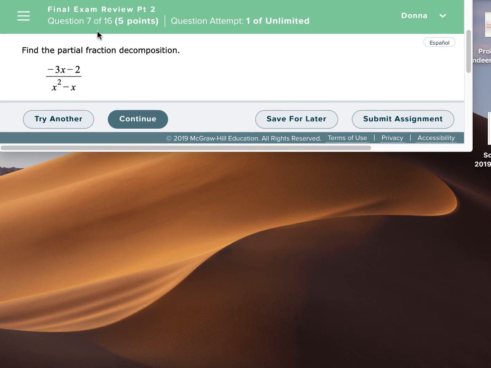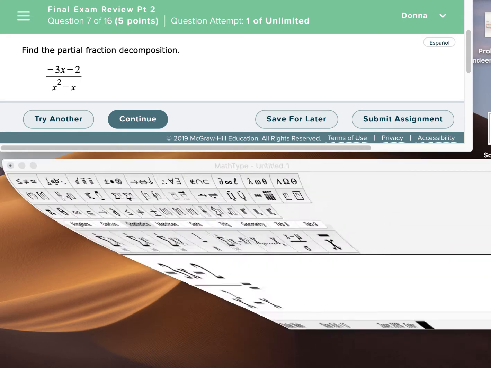I'll be doing question number 7 from the final exam review part 2 on finding the partial fraction decomposition. It turns out I've done this problem once and recorded it, but it had no video, just audio, so you couldn't see what I was talking about. Now what I'll do is I'll open up MathType so that you can see what I would be writing if I were using paper and pencil or if I were writing on the whiteboard.